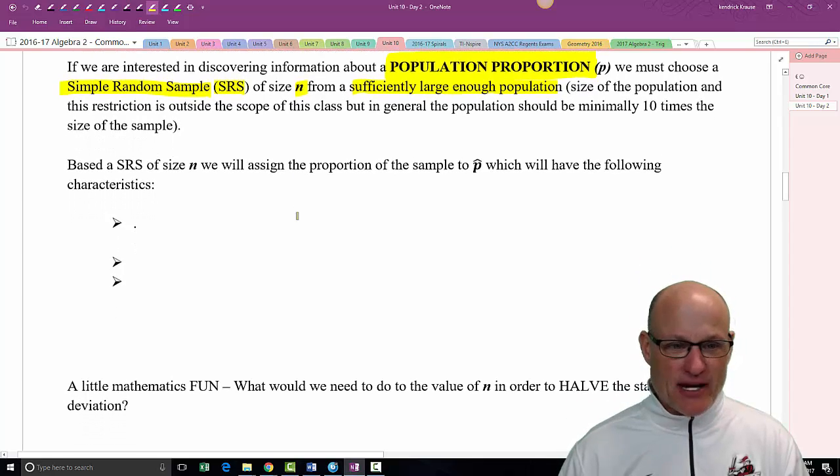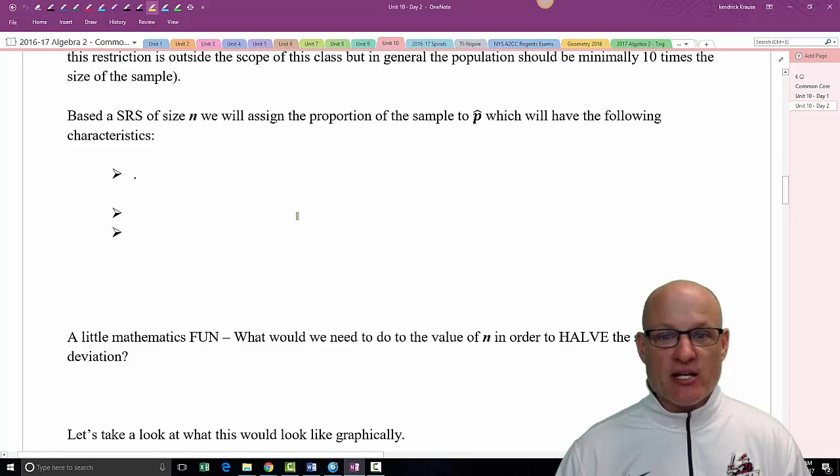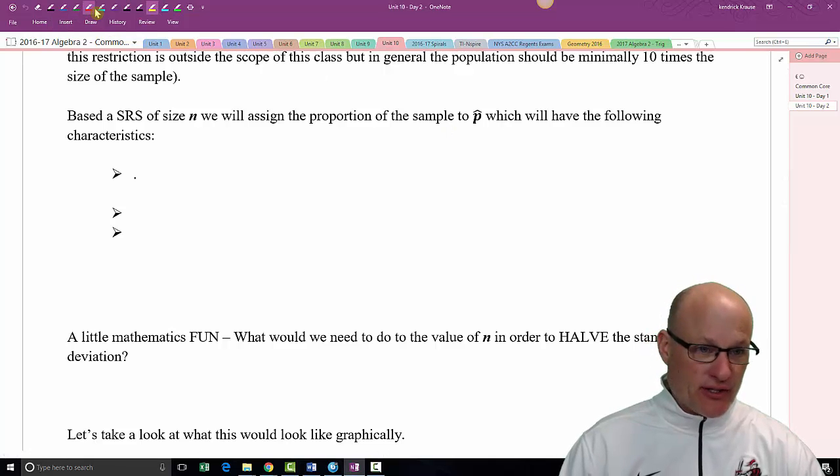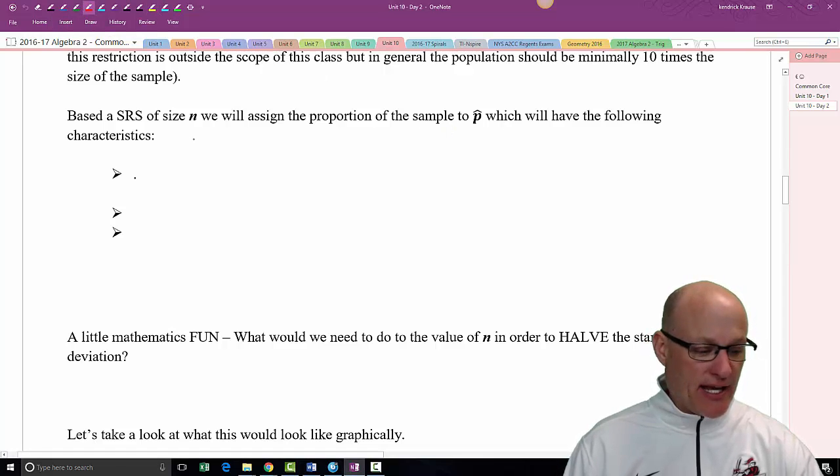So based on a simple random sample of size n, we'll assign the sample proportion to p hat, which will have the following characteristics. Okay, what is p hat going to have?